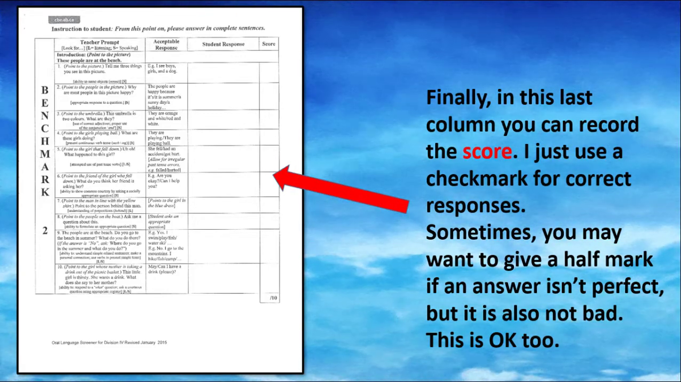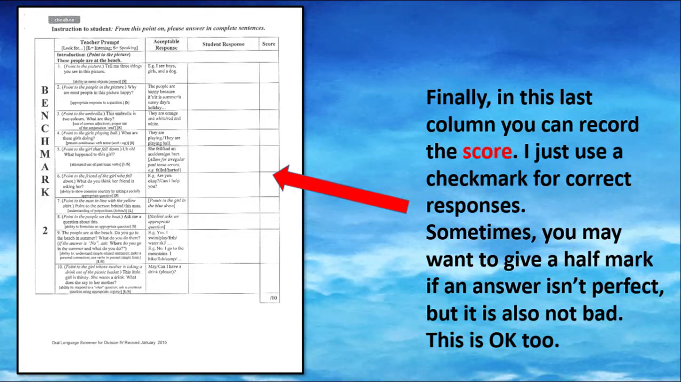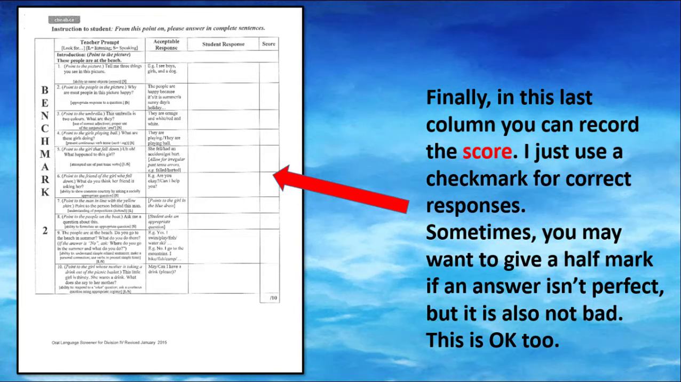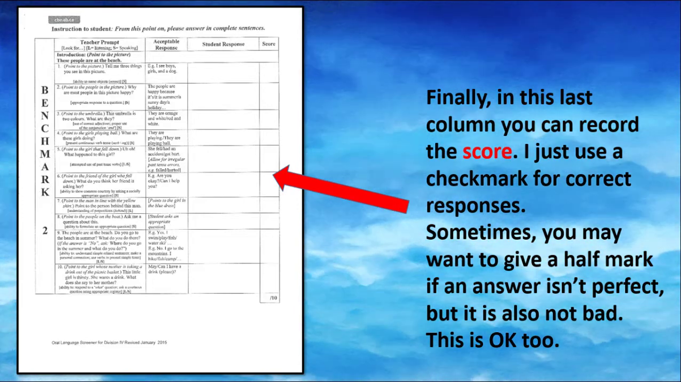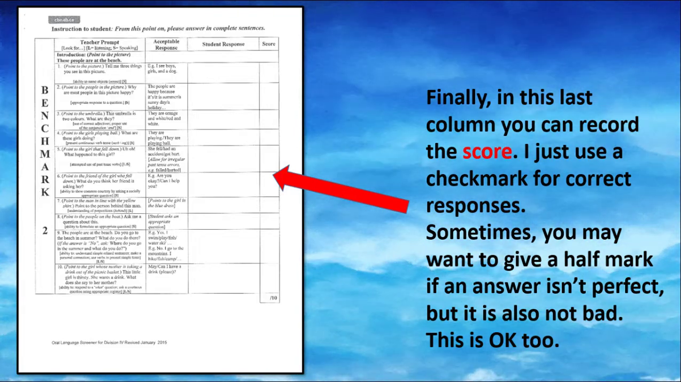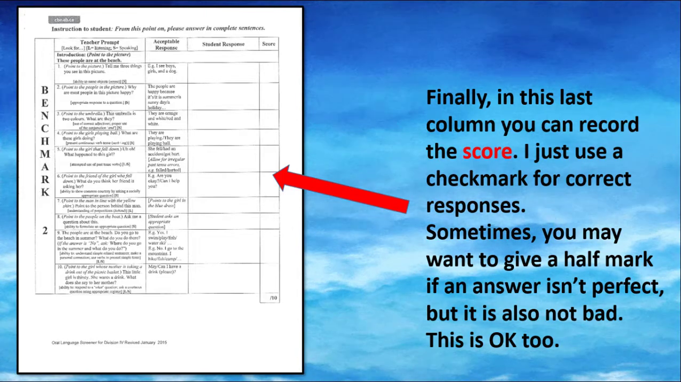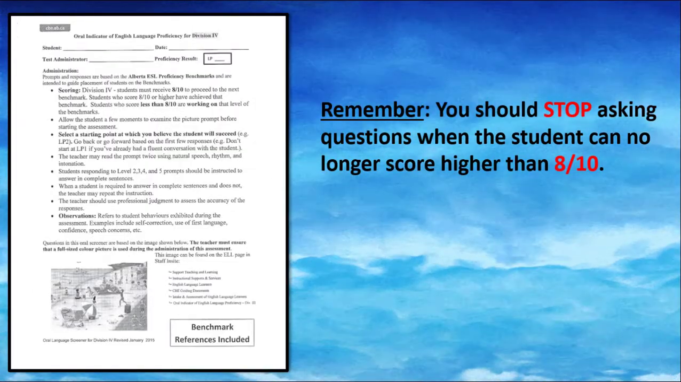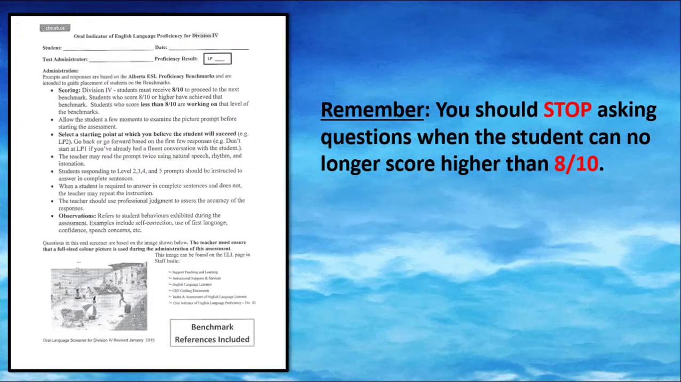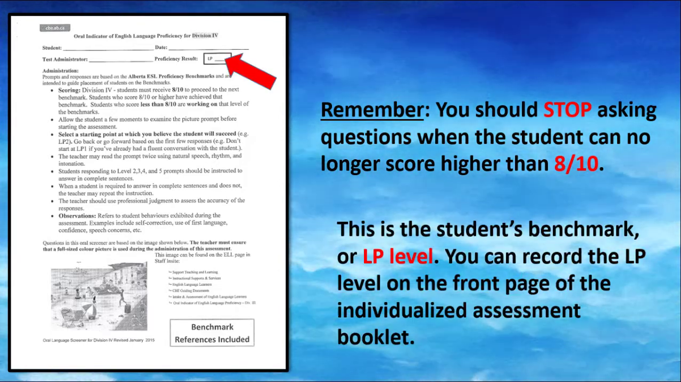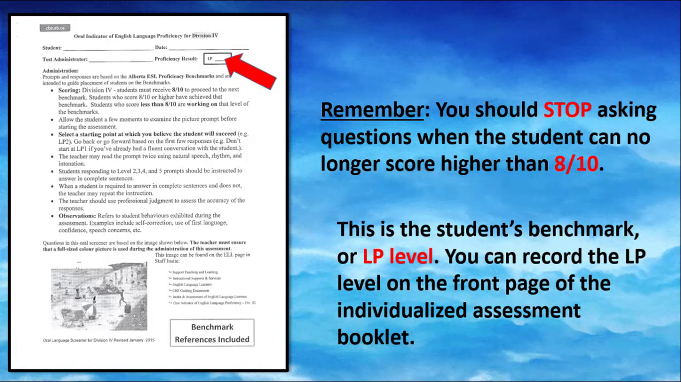Finally, in this last column, you can record the score. I just use a check mark for correct responses. Sometimes you may want to give a half mark if an answer isn't perfect, but it is also not bad. This is okay too. Remember, you should stop asking questions when the student can no longer score higher than 8 out of 10. This is the student's benchmark, or LP level.